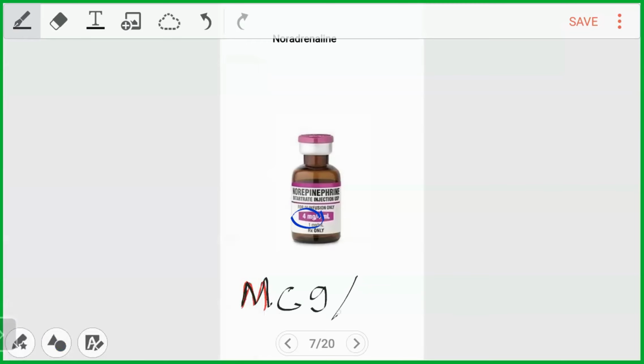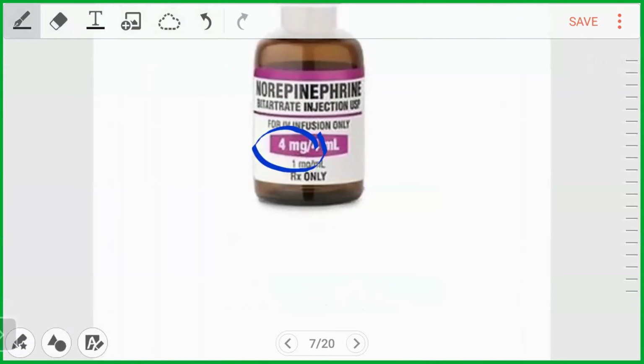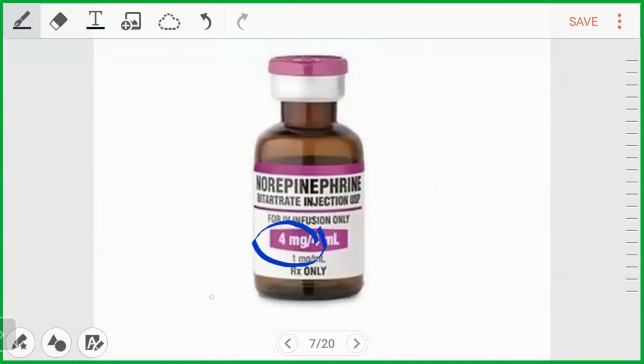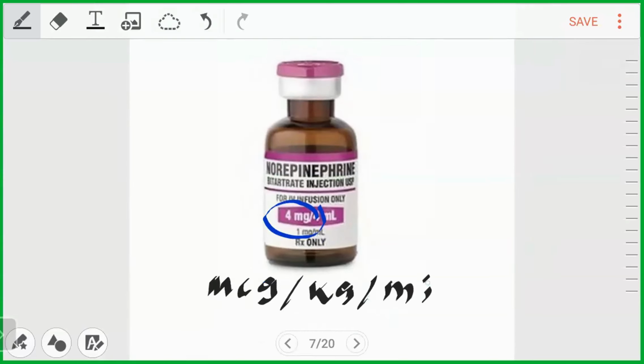Microgram per kg per minute, right? So this is the regime that you have to calculate: microgram per kg per minute. Right.